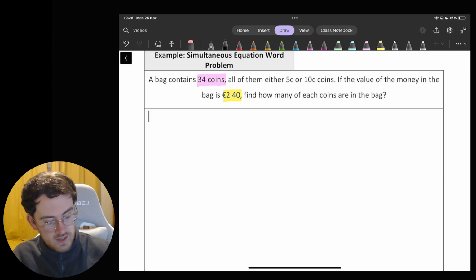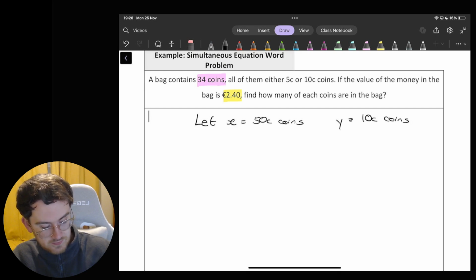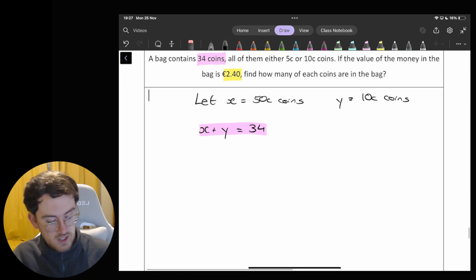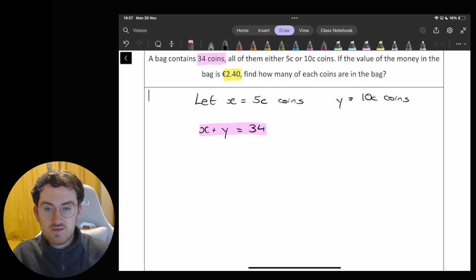Okay, so let's let x be the 5-cent coins, however many I have, and y be the 10-cent coins, however many I have. Based on the first total, if I add together the number of 5-cent and the number of 10-cent coins I have, I should get 34 coins. For the second one, if I multiply the number of 5-cent coins I have by 5, that should give me the amount of money that I have from those coins.